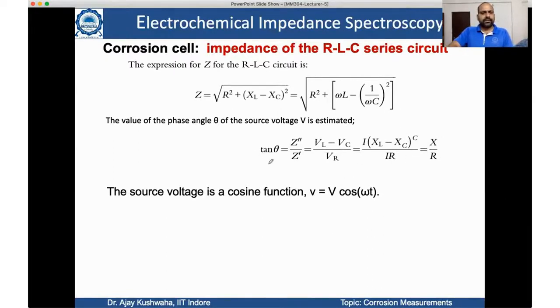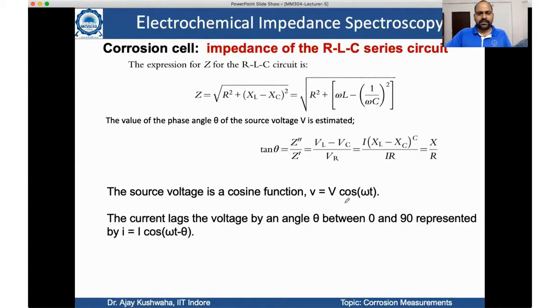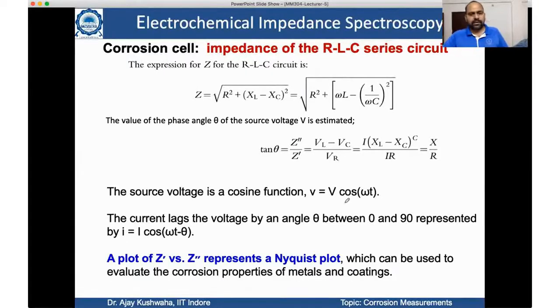We can just get the value of theta, and the source voltage we can say is in the form of v is equal to V cos omega t. That's well known. The current lags the voltage by an angle theta between 0 and 90, represented by i is equal to I cos of omega t minus theta. So that I already explained in the previous figure. So if you are having these two values, what are we going to get?